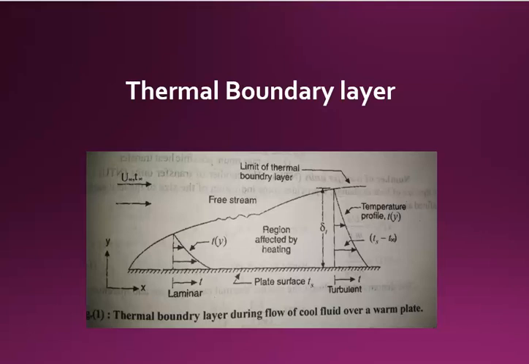In the initial part we have a laminar flow where the Reynolds number is less than 2000, and then we have a turbulent flow where the Reynolds number is more than 4000. Meanwhile, it is the region affected by the heating, and below that we have a plate surface which is a heated region. The curve above shows the thermal boundary layer, and we have another limit of the thermal boundary layer. It is a flow of cool fluid over a warm plate.